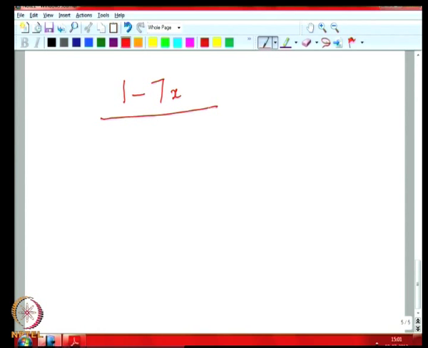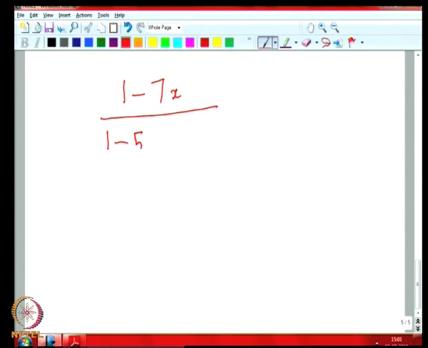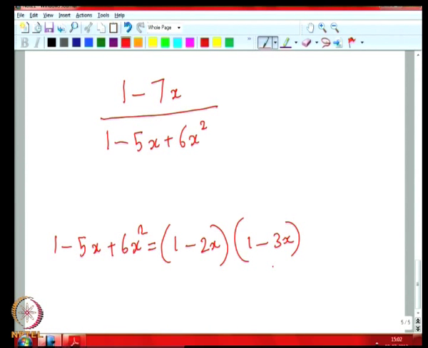So, 1 minus 7x by 1 minus 5x plus 6x square. To get the answer for that we have to simplify it. We use a method called the method of partial fractions. First notice that this 1 minus 5x plus 6x square can be factorized to 1 minus 2x into 1 minus 3x. This is not very difficult to come up with.